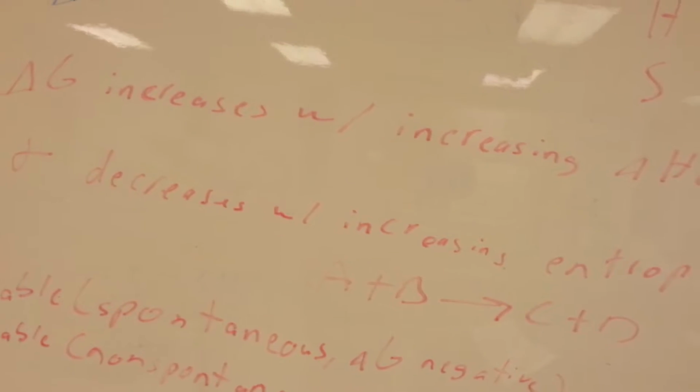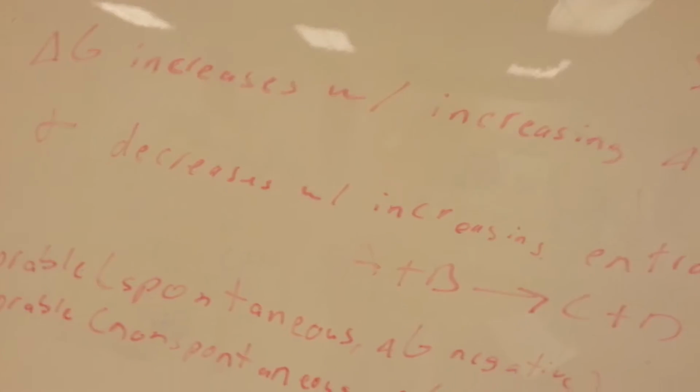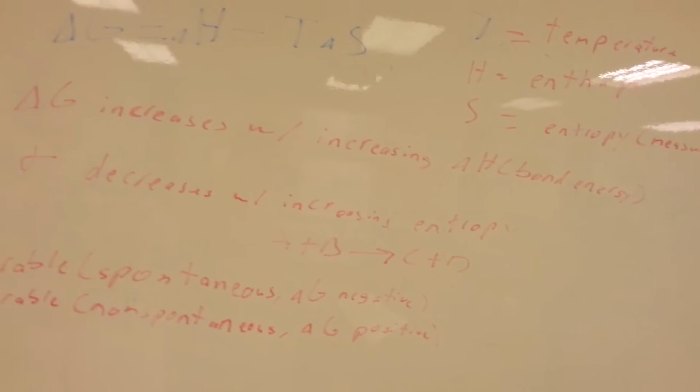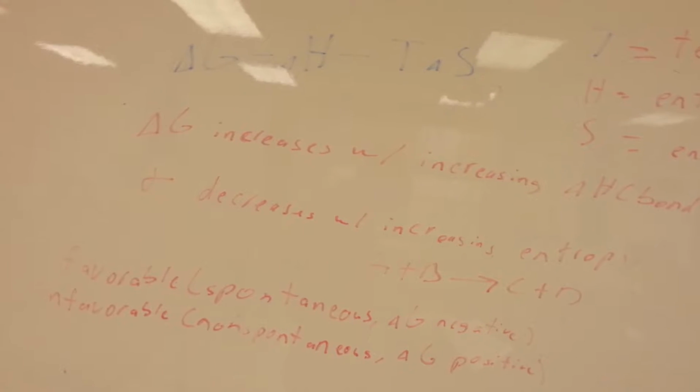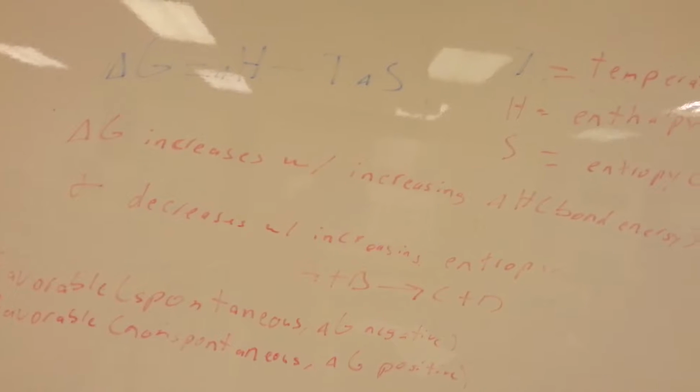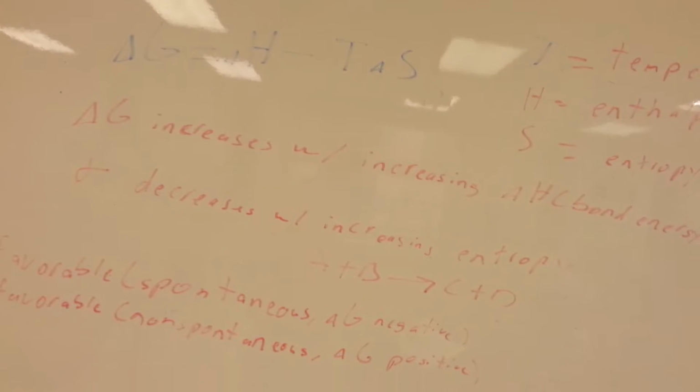Equilibrium is defined as the point where the reaction rate in one direction is equal to the rate of reaction in the other direction. At equilibrium, there's a constant product and reactant turnover.